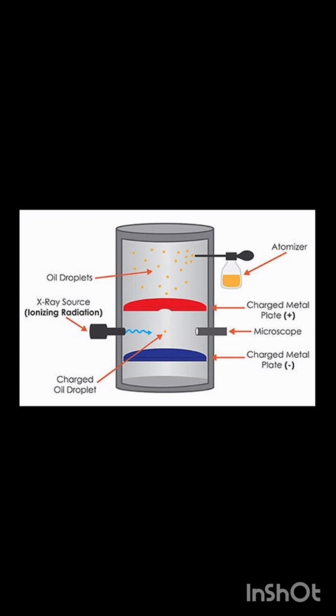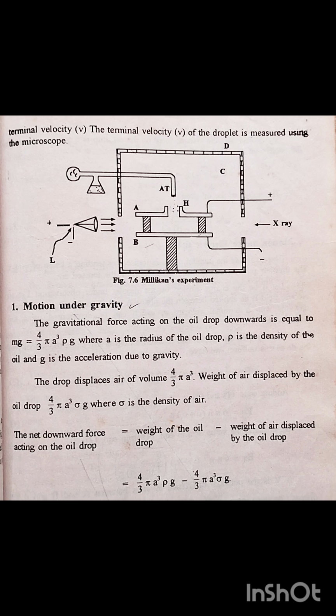Millikan's experiment, determination of charge. Millikan's experiment is used for the measurement of the charge of an electron. Principle. The method is based on the study of the motion of charged oil drops under free fall due to gravity and in a uniform electric field.